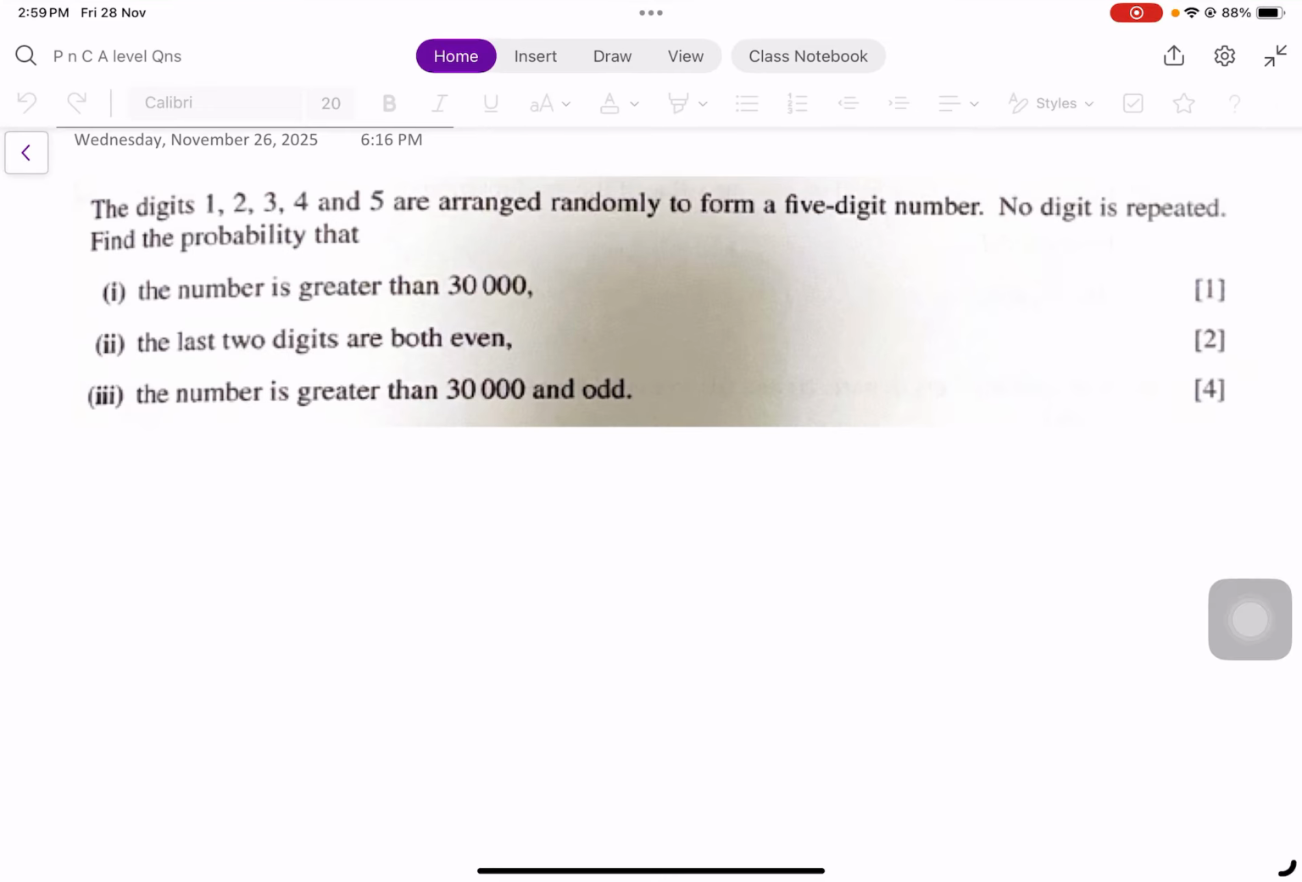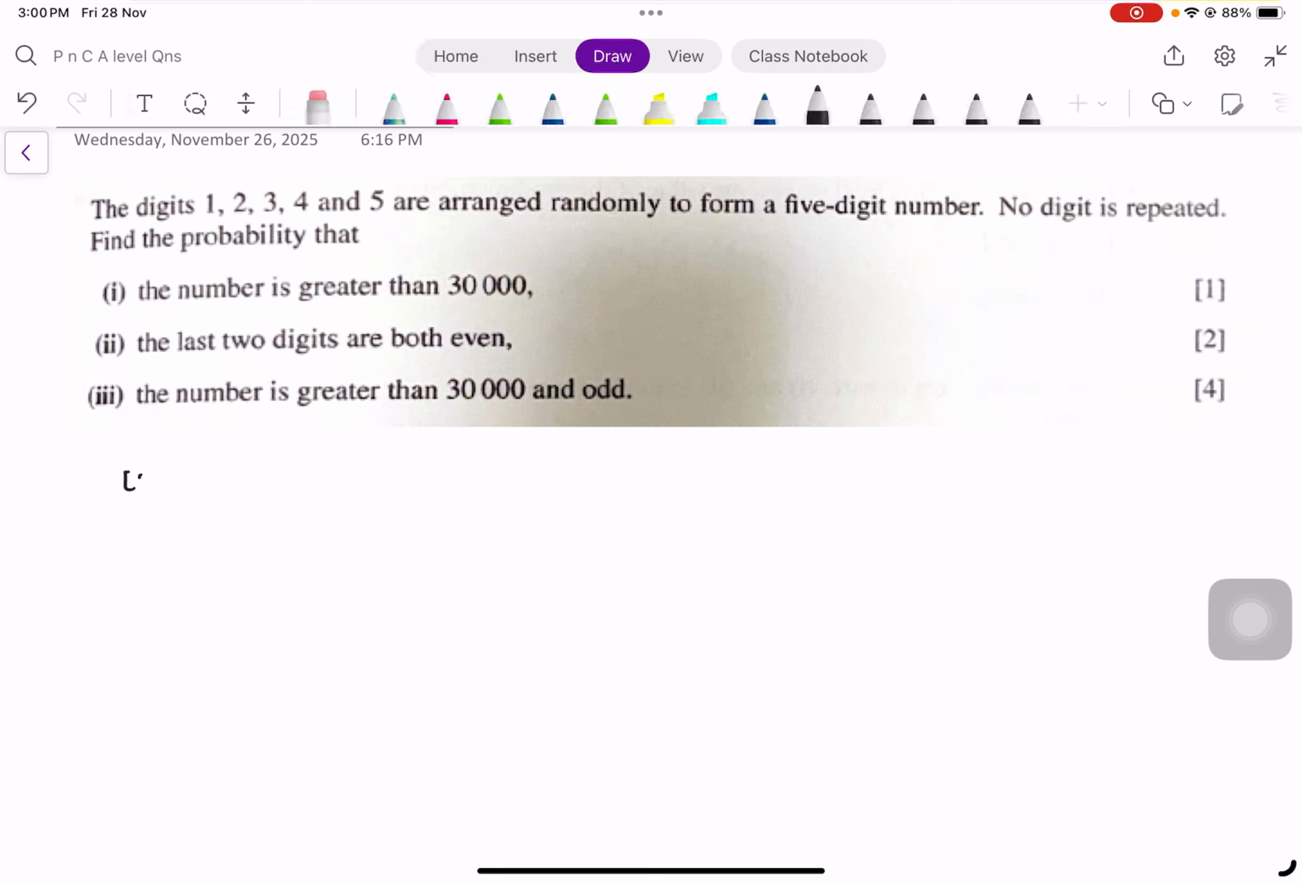Digits 1, 2, 3, 4, and 5 are arranged randomly to form a 5-digit number. No digit is repeated. Find the probability that the number is greater than 30,000. In this case, can you see that you have 5 numbers, 1, 2, 3, 4, 5? It must be more than 30,000. Therefore, the first digit can only be 3, 4, 5.